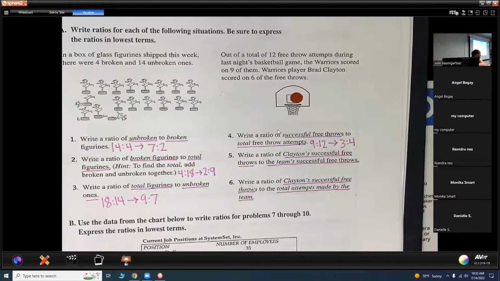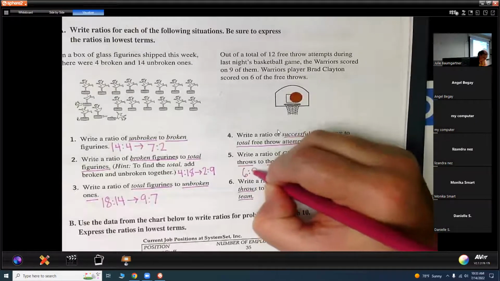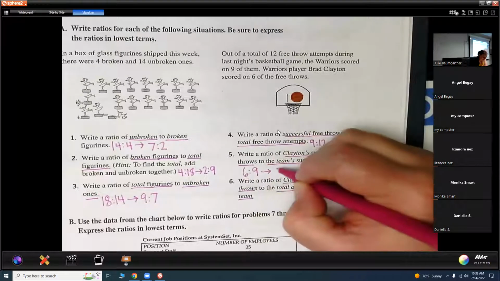Right, ratio of Clayton's successful free throws to the team's successful free throws. So what would that be? 6-9. Can we reduce that? Good.